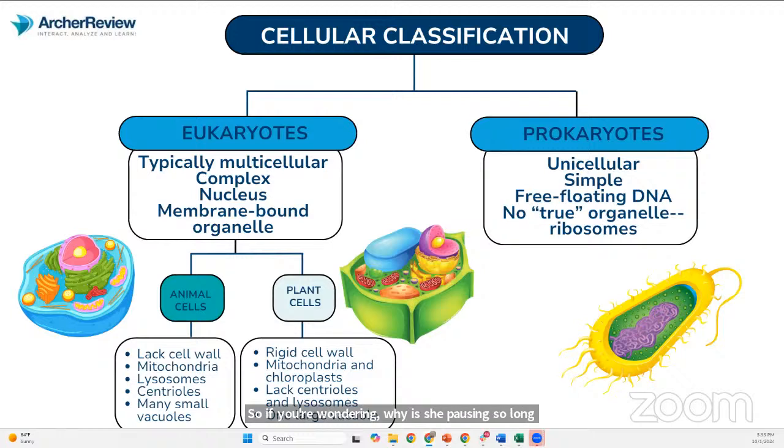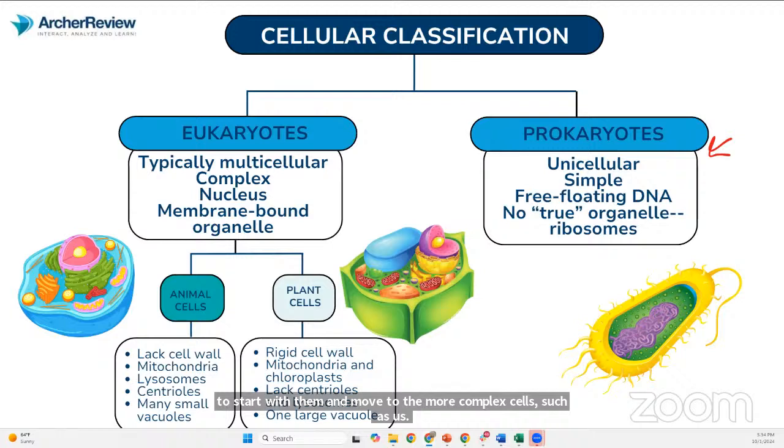Okay, so what we have here on the screen is a flowchart that gives us a lot of information about how cells are classified. And I'm going to do something a little out of the usual. I'm actually going to start with prokaryotes, on the right side, because prokaryotes are simple primitive cells. Scientists believe that they are the first cells on Earth and that those are the cells that make up our cells. So it's more logical to start with them and move to the more complex cells such as us. But as a broad overview, cells are categorized as either prokaryotes or eukaryotes.